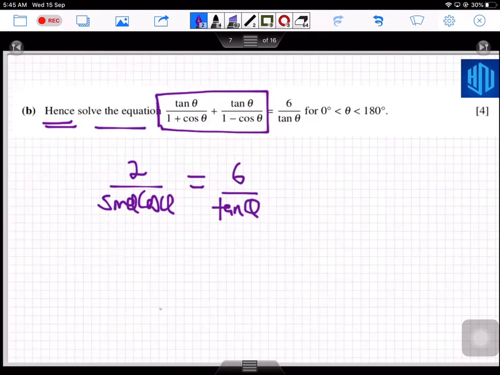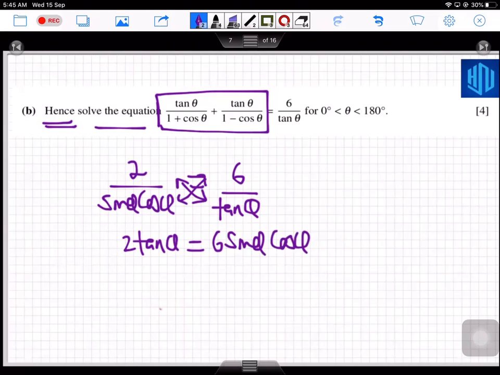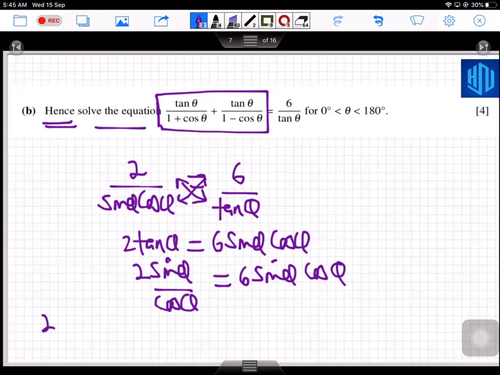Now what you need to do is first cross multiplication. So 2 tan theta is equal to 6 sine theta cos theta. In place of tan theta, you can actually write sine theta over cos theta. And if you make 2 sine theta the subject of the equation, so 2 sine theta is equal to 6 sine theta multiplied by cos square theta.